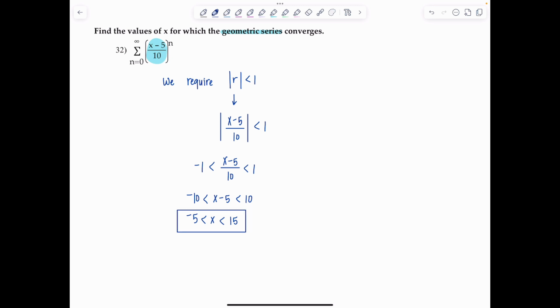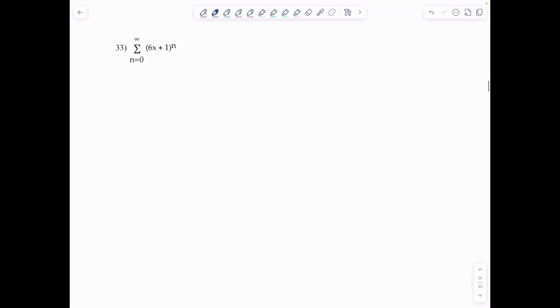Good? Okay, let's look at some more like this. This time we have the sum n equals 0 to infinity of 6x plus 1 all raised to the n. So can you identify what r is? r is whatever is raised to the n, so in the parentheses right there, r is 6x plus 1, and we require the absolute value of that to be strictly less than 1, not equal to. This is a strict inequality.